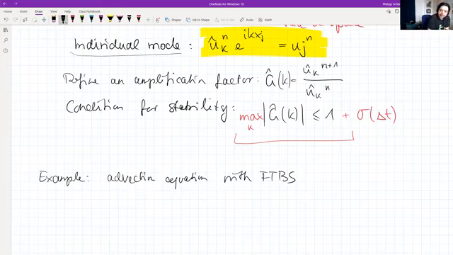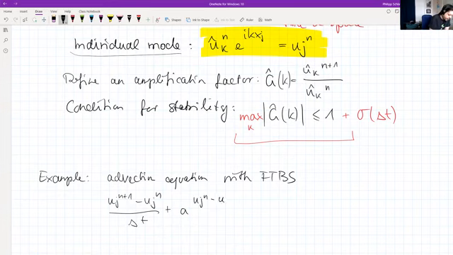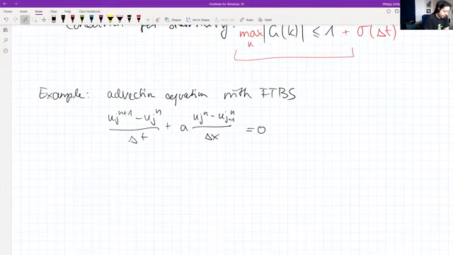So if I directly write down the fully discretized form, we have (u_j^{n+1} minus u_j^n) divided by delta t plus a times (u_j^n minus u_{j-1}^n) divided by delta x is 0. So this is the fully discretized version of the forward time backward space scheme. And as I said, for the von Neumann analysis, we look at the fully discretized equation. So we're not looking at an ODE or some test equation. We directly look at what we would implement in our simulation code, for instance.